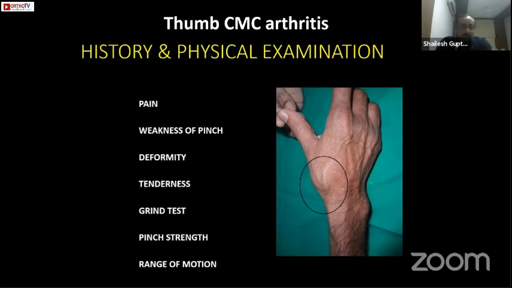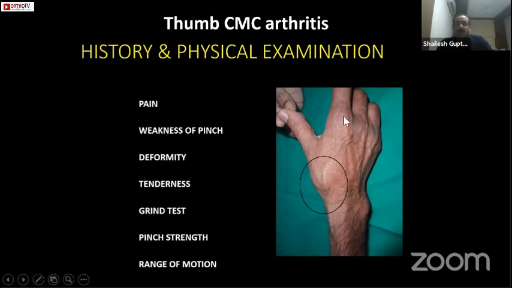And when you do the mobility test, there is a grinding sensation which indicates wearing of the cartilage, and the two ends of the bone are touching and grinding each other. This is followed by a decrease in the pinch strength, as well as a decrease in the range of motion because of secondary development of fibrosis along the arthritic joint.